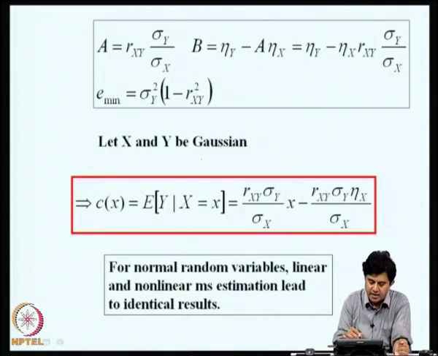Now, if x and y are Gaussian, I have not made the assumption that they are Gaussian, you can show that C of x, which is the expected value of y conditioned on x equal to x, turns out to be this. Therefore, for normal random variables we can see that these two answers match. Therefore, for normal random variables linear and nonlinear mean square estimation lead to identical results.